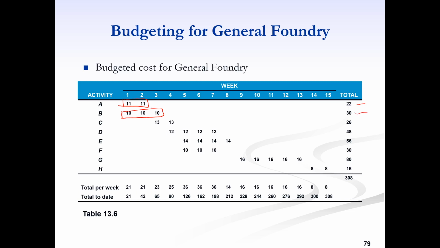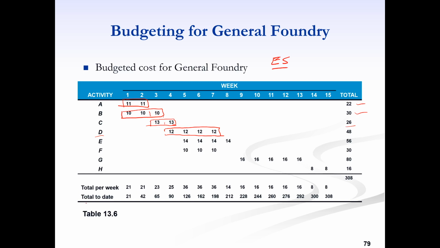And similarly activity C will start when activity A is finished, so it is coming here. After activity A is finished, then activity C starts, and the uniform rate is 13,000 per week for 2 weeks. This is the total budget for that activity. And activity D is starting after activity B is finished, and it is a 4 week activity. Total budget is 48,000, and 12,000 per week is the expenditure, and so on. Now this is according to the earliest start time. We can also make a similar Gantt chart, or similar table, for the later start times.